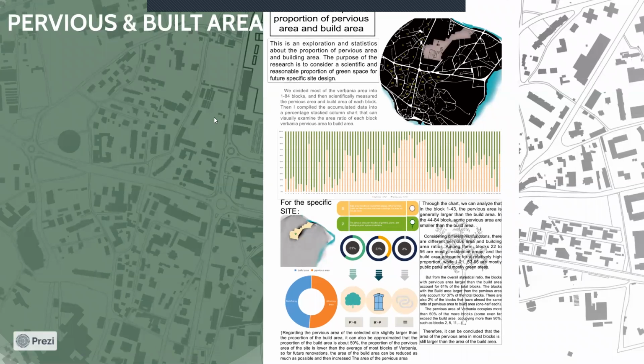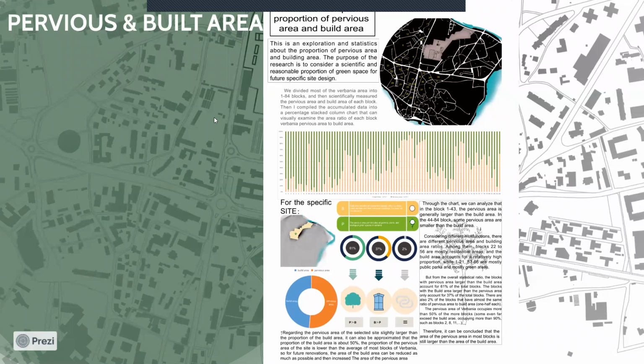In the first analysis, the aim is that for the design and the renovation of this spatial site, if we want to analyze the proportion of green and built area of Verbania, first we divided the city into 84 blocks, then measured these areas. Then we got the sets of data and formed a column chart. Among them, the largest, 61%, indicates the blocks whose pervious area is larger than built area, accounts for the total data. It shows that for most blocks of Verbania, the ratio of green spaces is more reasonable.